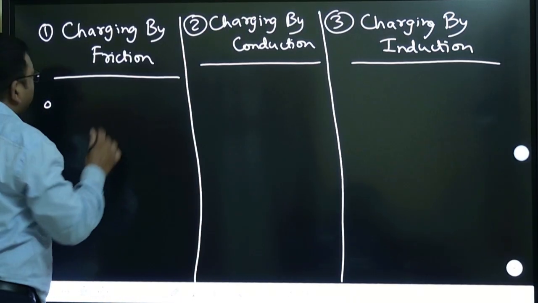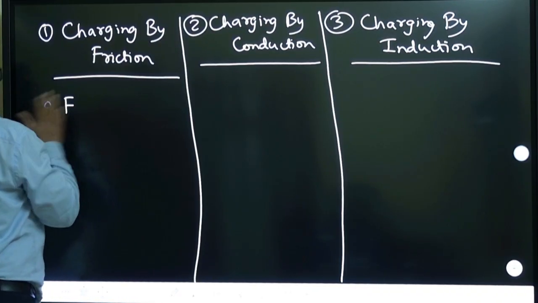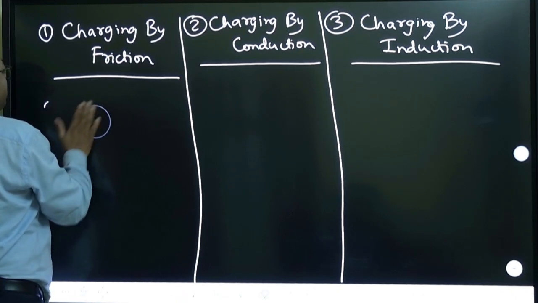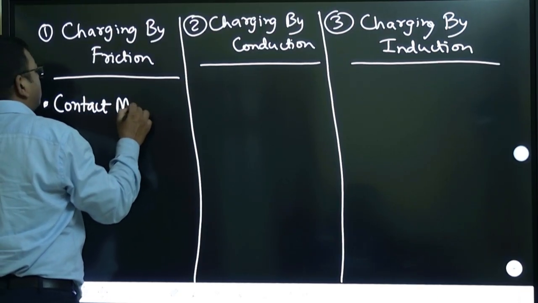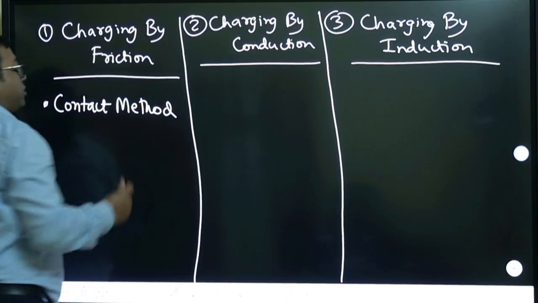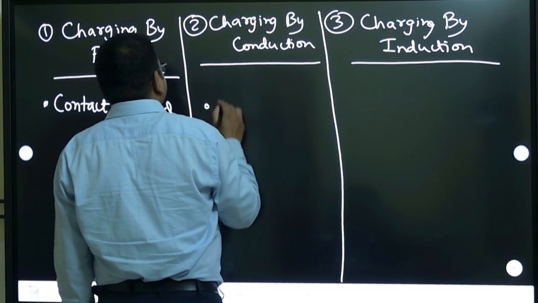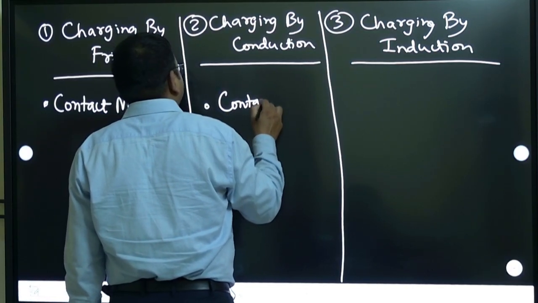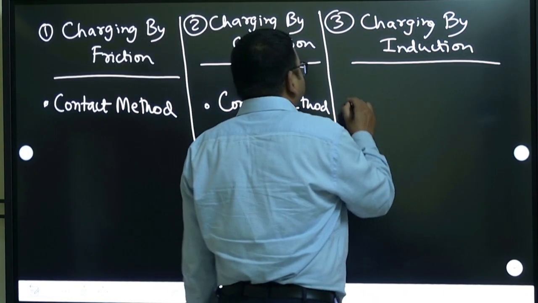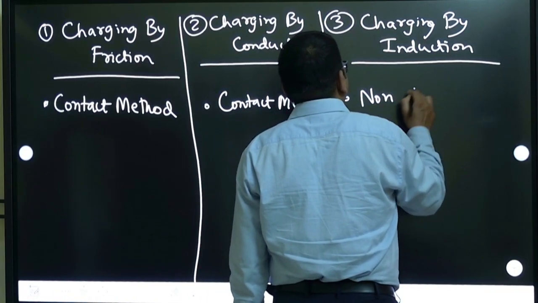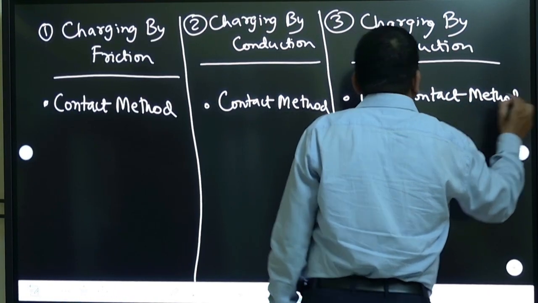So charging by friction will happen in insulators. First let us write what type of method it is. It is a contact method. Why contact? Because you need to bring the bodies together in touch. Charging by conduction is also a contact method. Charging by induction is a non-contact method.